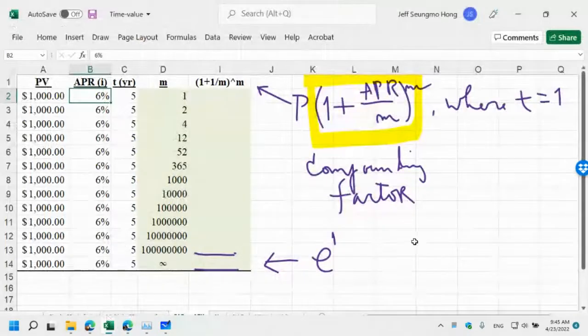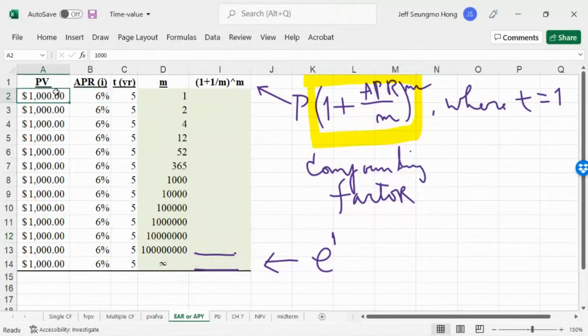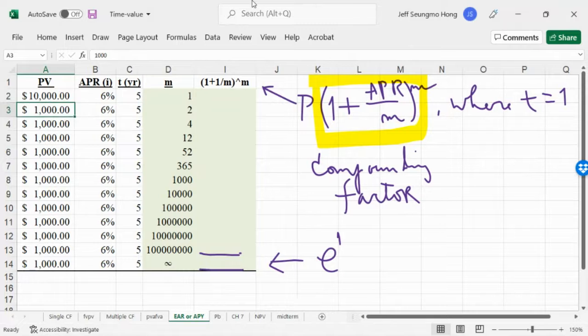Now let's think about it. Suppose this is $10,000, just to make it more realistic. Because if you put money in a CD, one CD contract is 10,000. And if the interest rate is 10%, that's the stated interest rate. But depending on the compounding frequency, the future value will be different.